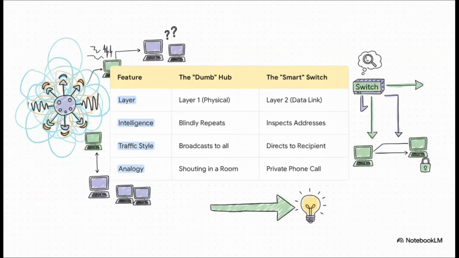It really all boils down to this, doesn't it? The hub is a dumb layer 1 repeater that just shouts at everyone. The switch, on the other hand, is a smart layer 2 director that sets up private phone calls. It's the difference between chaos and order, and it's exactly why hubs are now basically museum pieces, while switches run virtually every single network we use today.